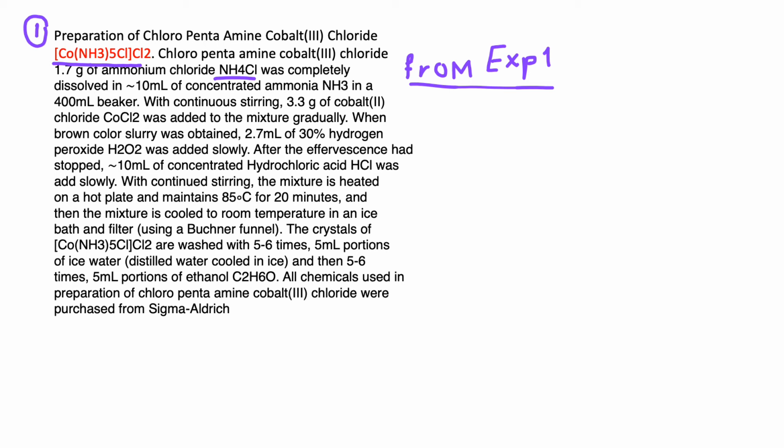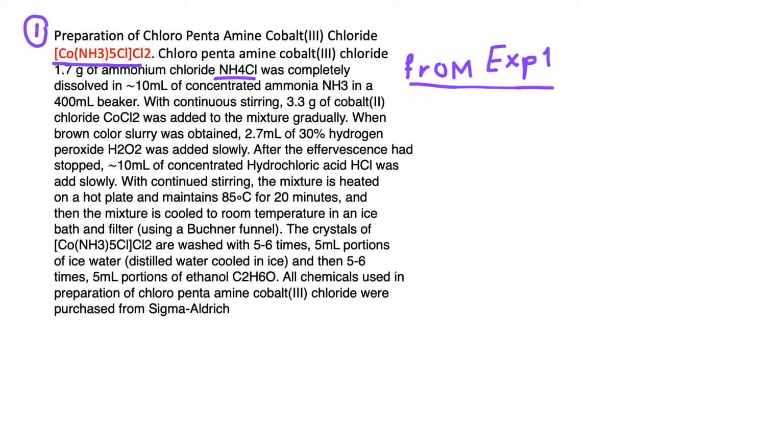You add 2.7 ml 30% hydrogen peroxide to oxidize the cobalt 2 to cobalt 3, but you make sure to add the hydrogen peroxide dropwise to avoid splashing of the mixture. Then you stop the reaction: 10 ml concentrated hydrochloric acid, you add slowly to the mixture. You continue stirring, and you heat the mixture to 85 degrees centigrade for 20 minutes, and cool the mixture.